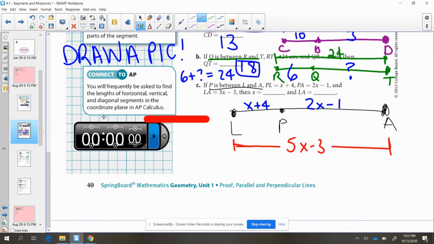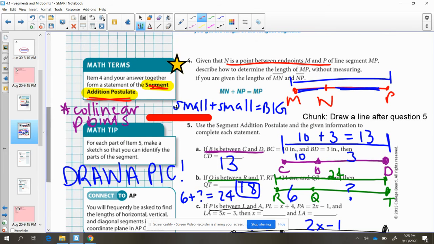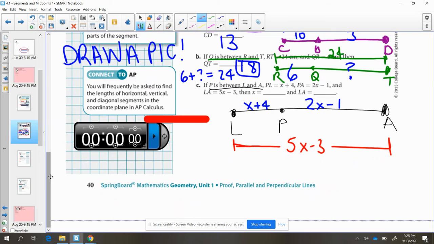Okay. Now going back to what we talked about up above here, small guy plus small guy equals big guy. So in order to solve for x and eventually the length of our segment, we're going to take our two small guys, x plus 4 and 2x minus 1, and we're going to set that equal to 5x minus 3. Super important that we have this picture, because otherwise we might not know which one's small guy, and which one's big guy. Small plus small equals big, okay?